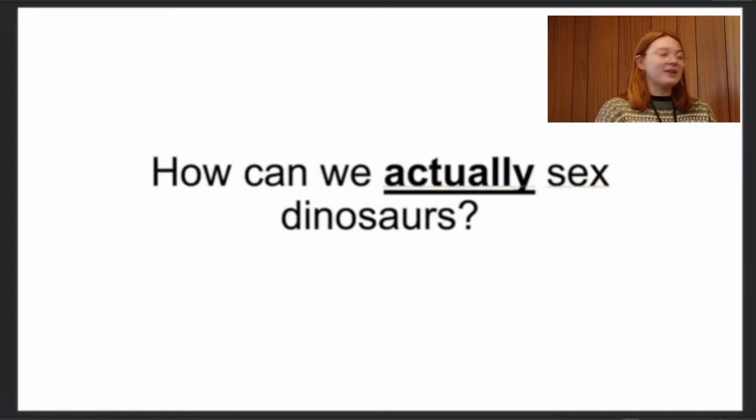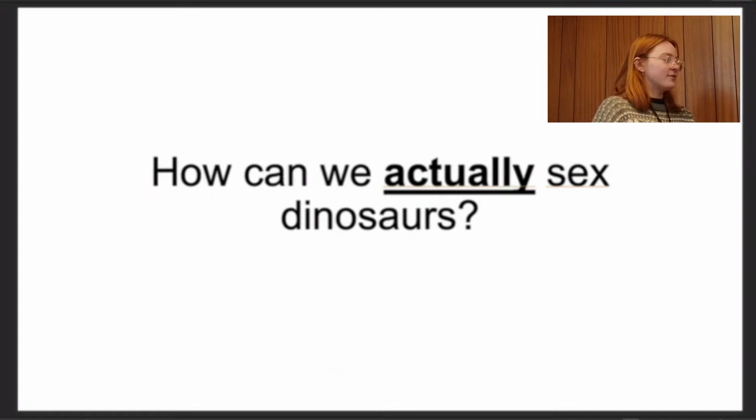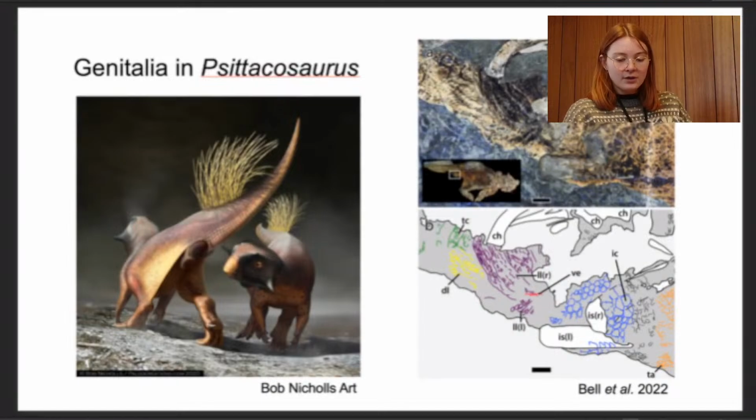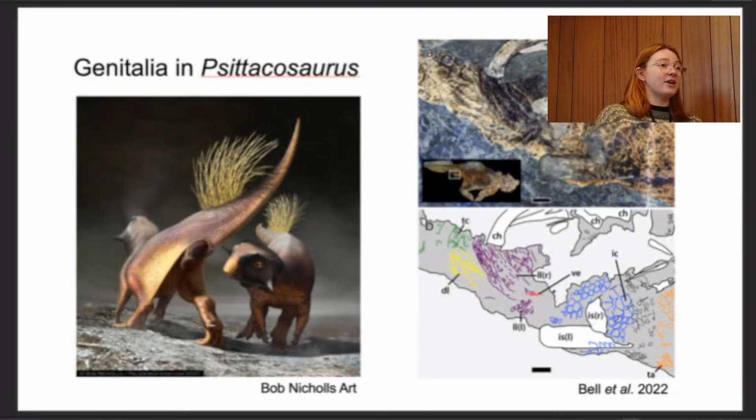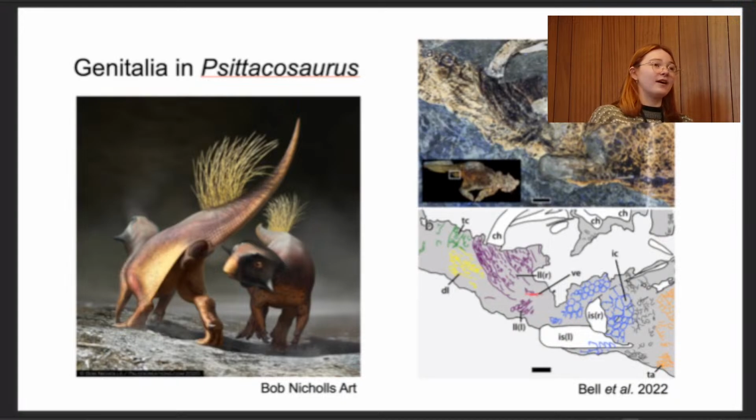So how can we actually sex dinosaurs? There's a lot of metrics that people are using to hypothesize ways that you can, but what are actually some fairly stable ways of doing it? So this isn't a definitive diagnosis. This is a really cool and really rare case that could lead to some really cool findings for dinosaur skin physiology and sexing them.